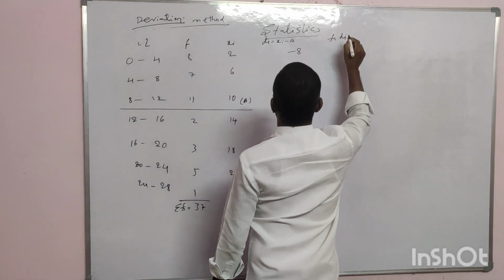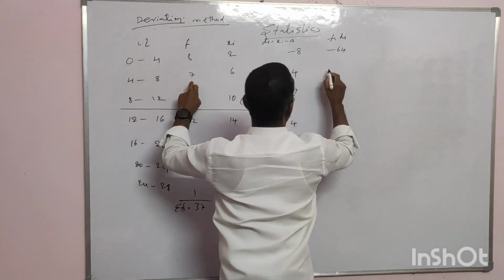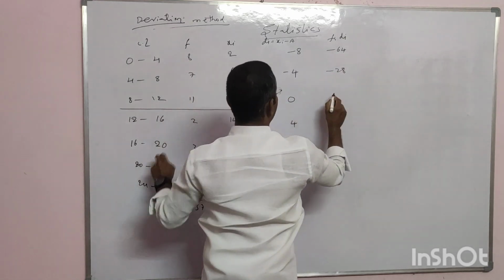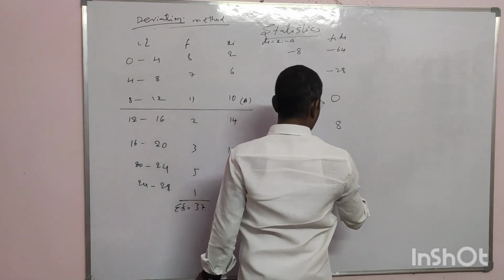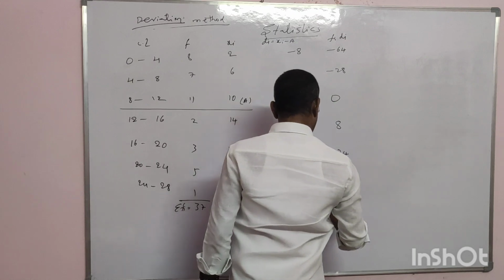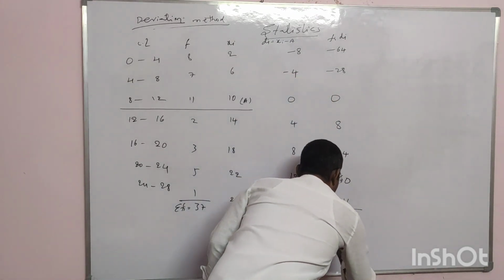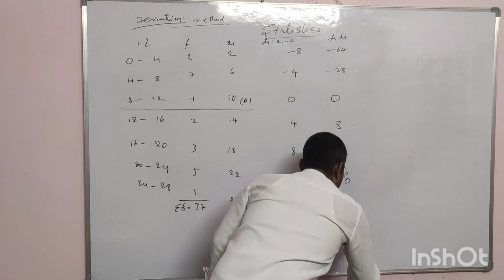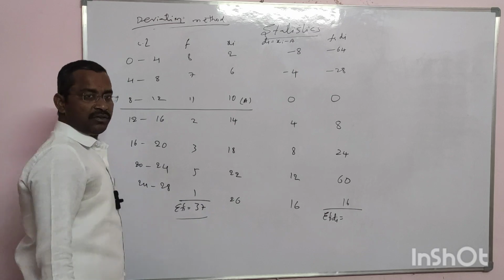Fi di: 8 into 8 minus 64, 7 into 4 minus 28, 11 into 0 is 0, 2 4s are 8, 3 8s are 24, 5 12s are 60, 16 1s are 16. Here what shall we do? Sigma Fi di, sigma or summation, meaning addition. Here already some value 37.